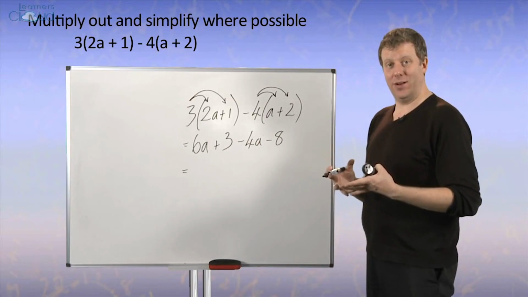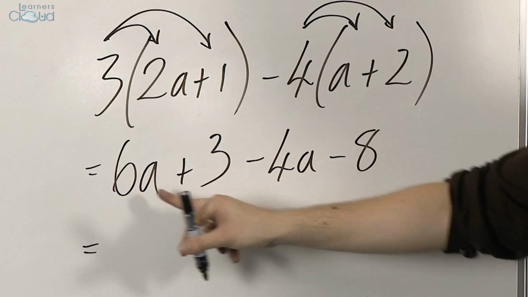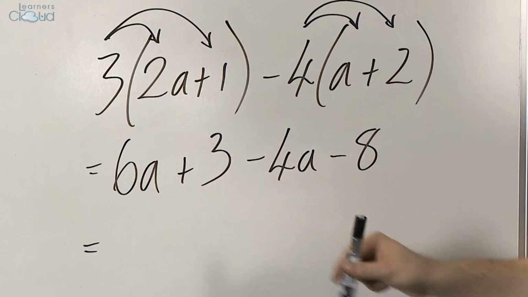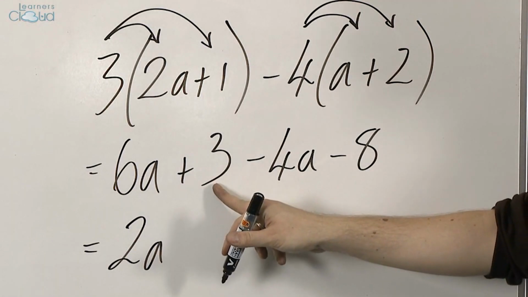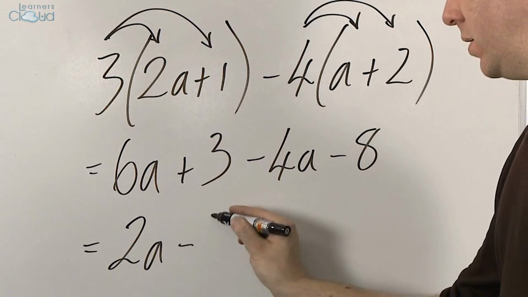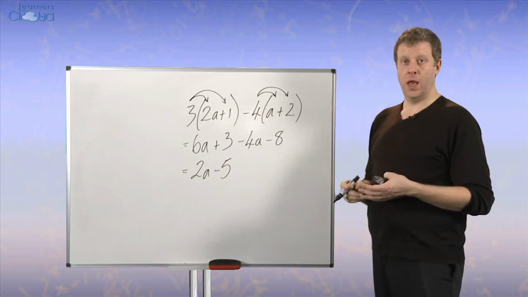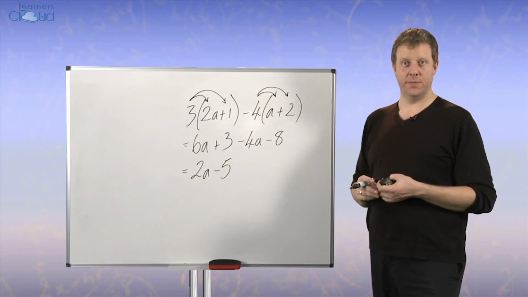Now, there is indeed some simplification we can do. We're going to collect our like terms together to get our final answer. 6a subtract 4a gives me 2a. And then positive 3 subtract 8. So our final answer is 2a minus 5.